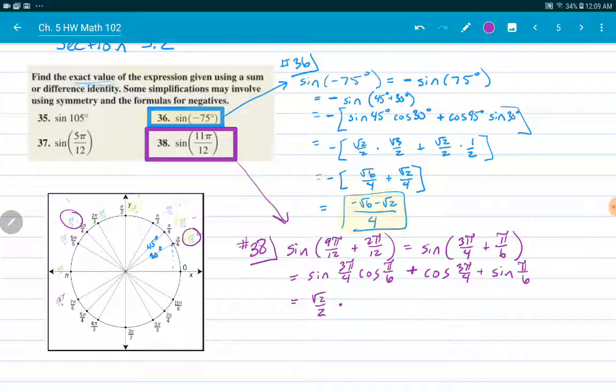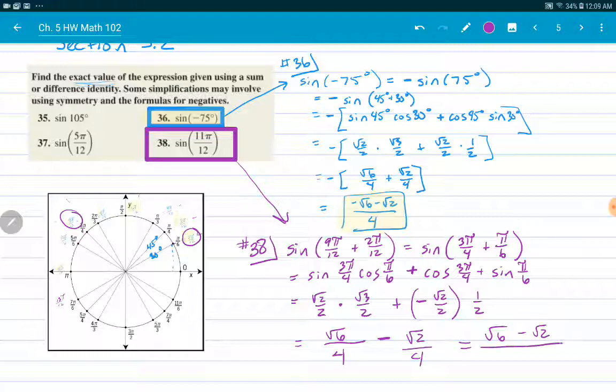Cosine of pi over 6 is radical 3 over 2. Cosine of 3 pi over 4 is a negative radical 2 over 2. And sine of pi over 6 is 1/2. And simplifying that, radical 2 times radical 3 gives me radical 6, 2 times 2 gives me a 4. And I'll say plus the negative, we'll call that a minus, radical 2 over 4, which gives me a final answer of radical 6 minus radical 2, all over 4.